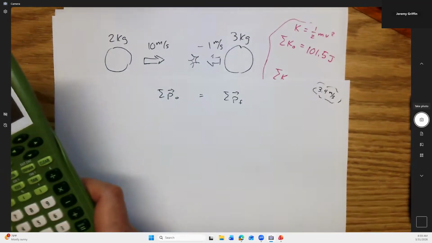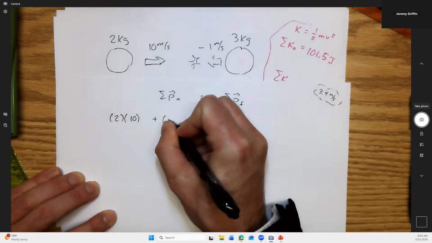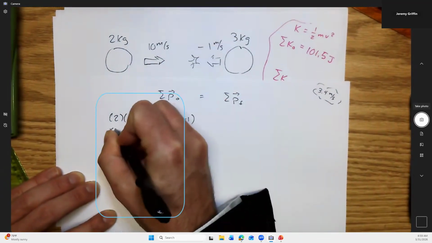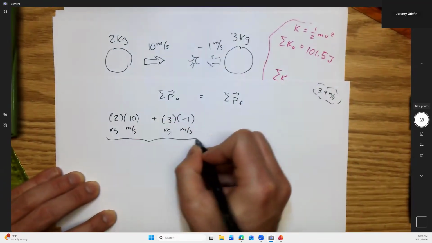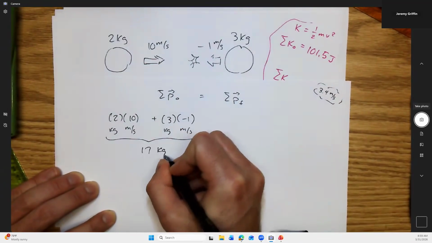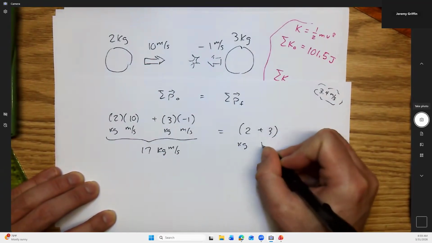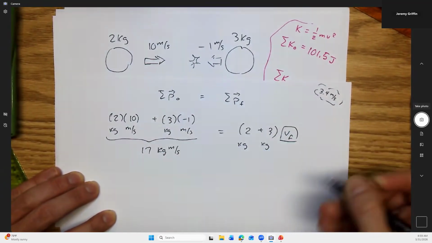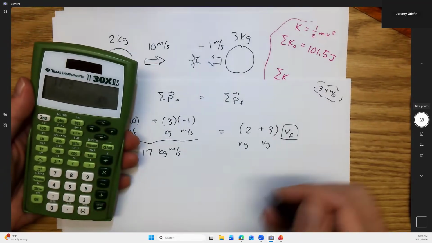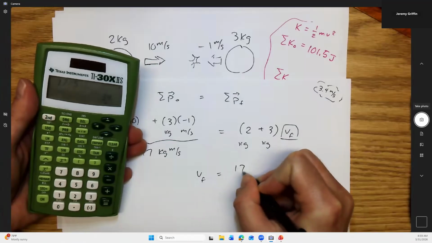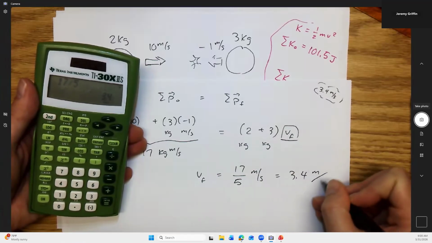All right, so I got 2 points on this. Let's go 2 times 10 plus 3 times -1, in kilogram meters per second. Actually, we did this before, didn't we? This comes out to 17. That's equal to 2 plus 3 kilograms, times v final, which is 5. So, wait, 17/5? Yeah. 17/5 meters per second, or 3.4 meters per second.